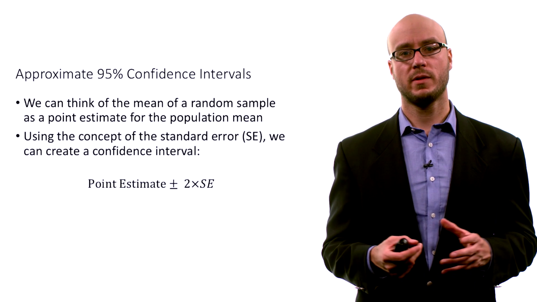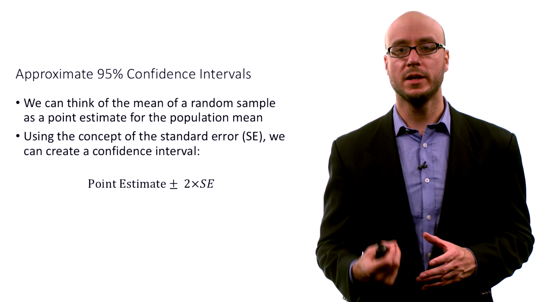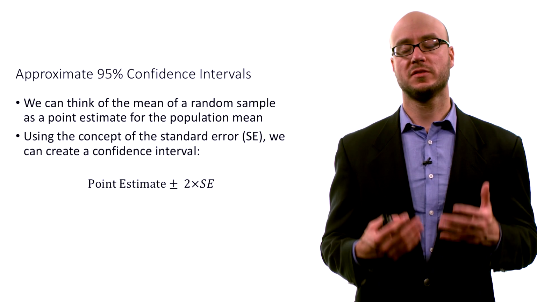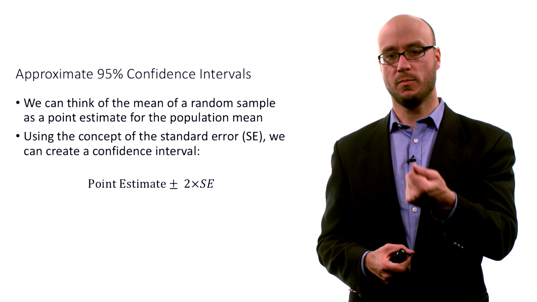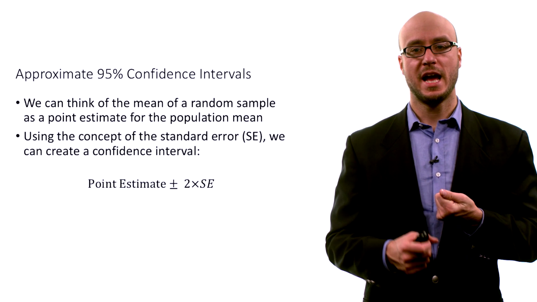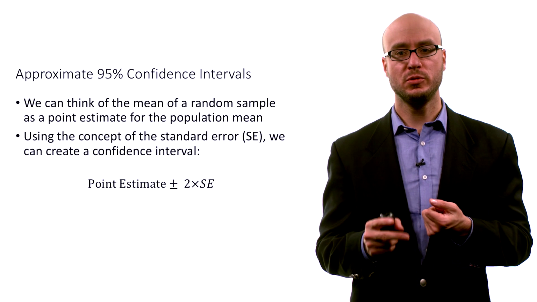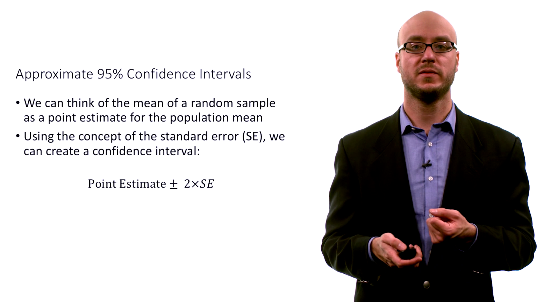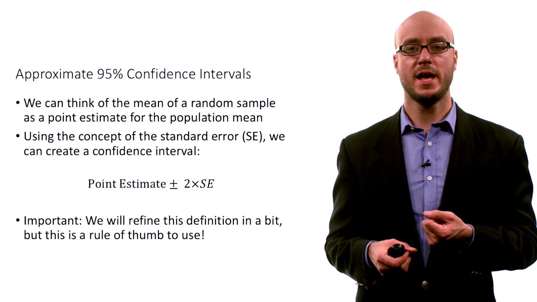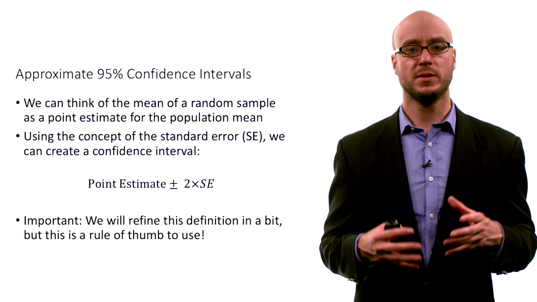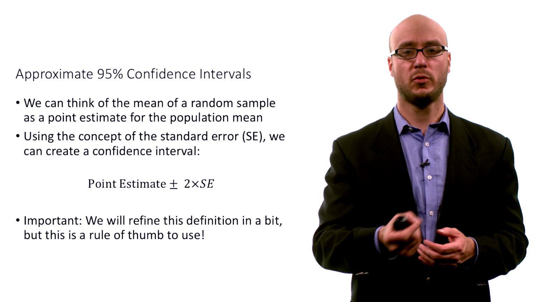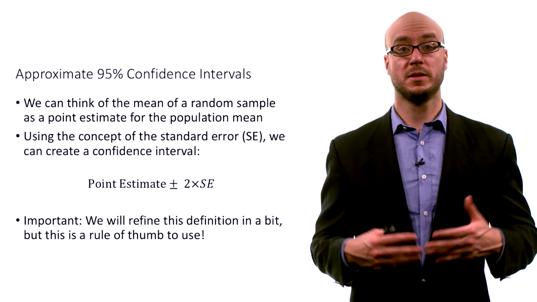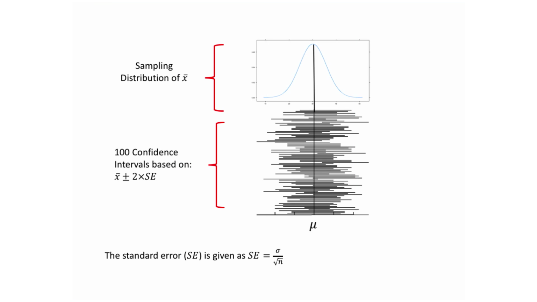We can think of the mean of a random sample as a point estimate for the population mean, mu. Using the concept of the standard error, we can create a confidence interval or an interval estimate. We take our point estimate for a particular sample, and then we add and subtract 2 times the standard error of the sample mean, or 2 times sigma divided by the square root of n. We're going to refine this in a bit, but this is a great rule of thumb to use. You take a point estimate, plus or minus 2 times the standard error, and you have an interval estimate that we sometimes call a 95% confidence interval.